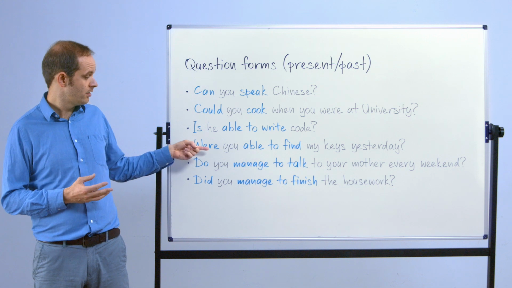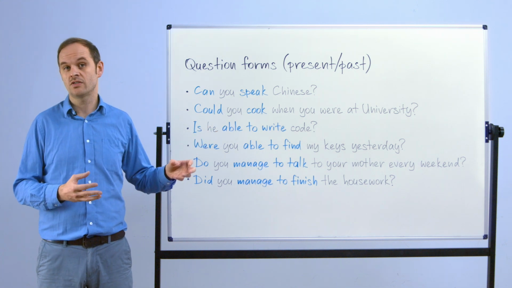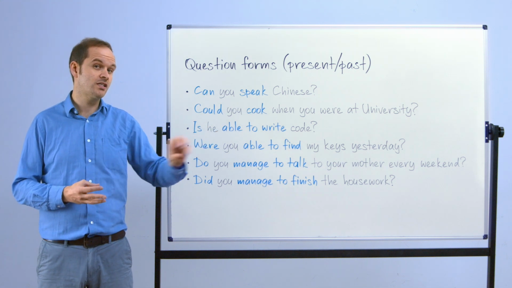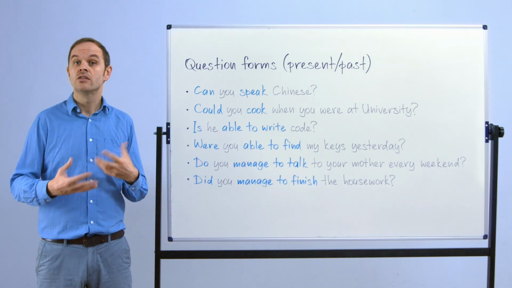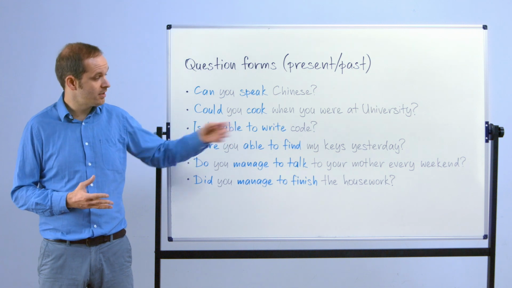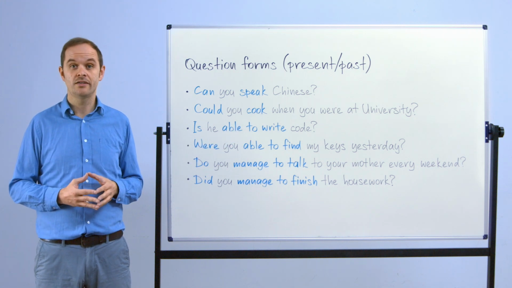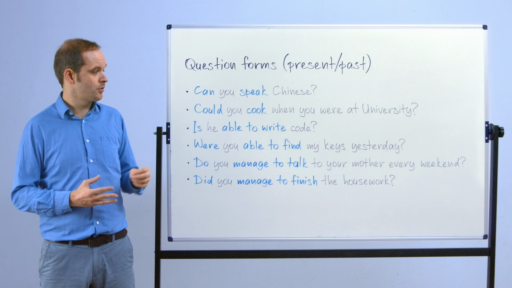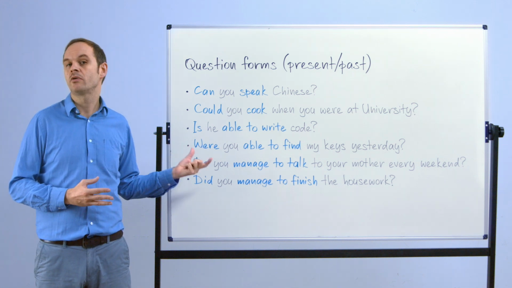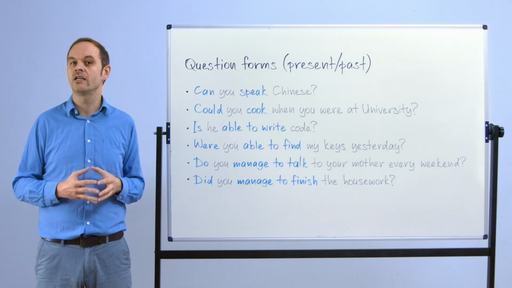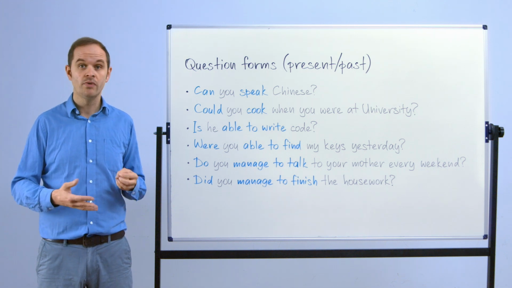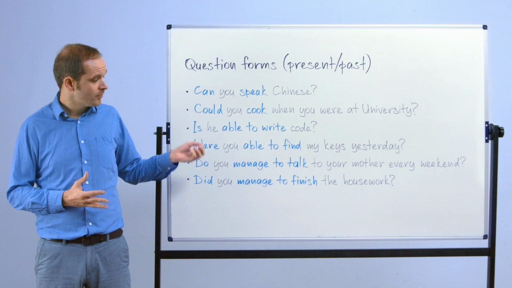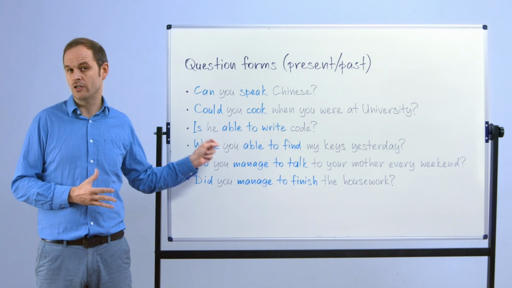In the past, were you able to find my keys yesterday? So again, we've got a specific time, so we use the past form of able to describe abilities. In this case, the ability to find keys yesterday. Do you manage to talk to your mother every weekend? Now remember, we use manage to specify the difficulty of a task and when it's in a question, whether or not somebody succeeded. In this case, we've got quite a specific context.